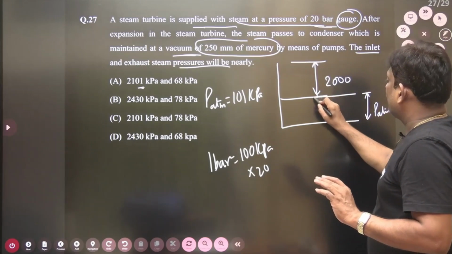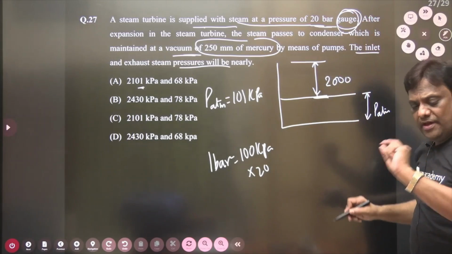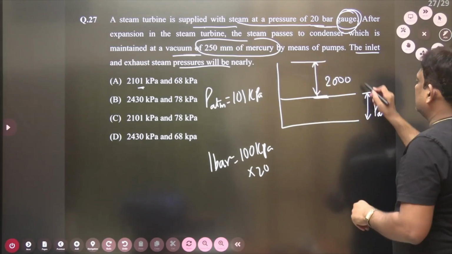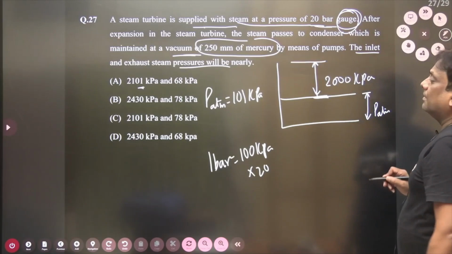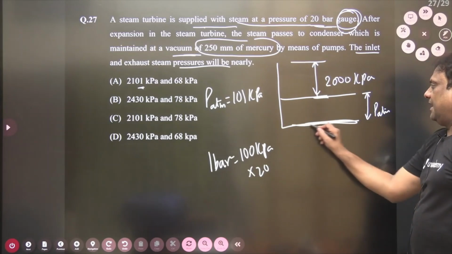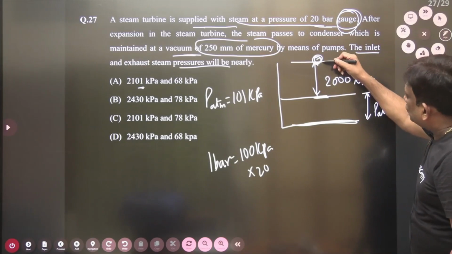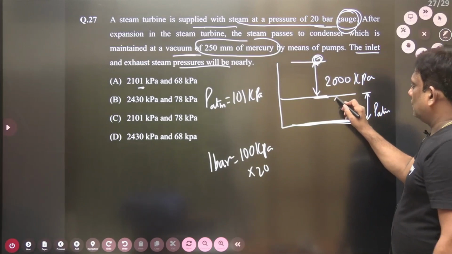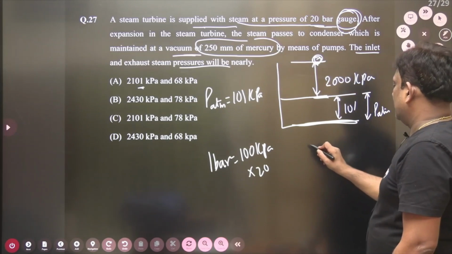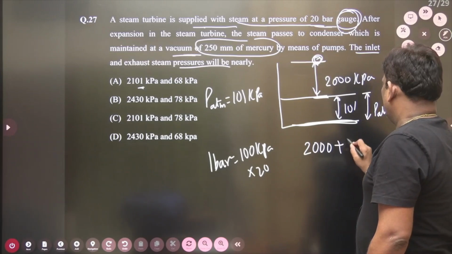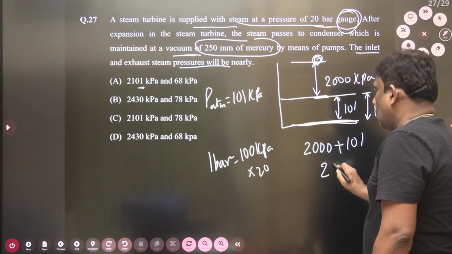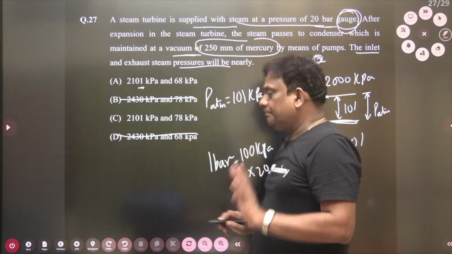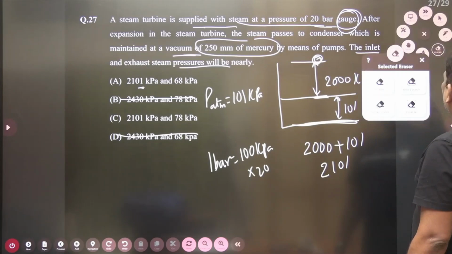But why are you showing from this line? Because it is given as gauge. Whenever I say gauge, it is always relative to atmospheric. So this is 2000 kilopascal. But now I want absolute. Absolute is from this line. So what is the inlet pressure? It is 2000 kilopascal gauge, or if you want absolute, you add atmospheric. So this is 101. Therefore it is 2000 plus 101, so it is 2101. Oh my god, so these two options can be eliminated. 2101. Okay, now let's go for the exit pressure.